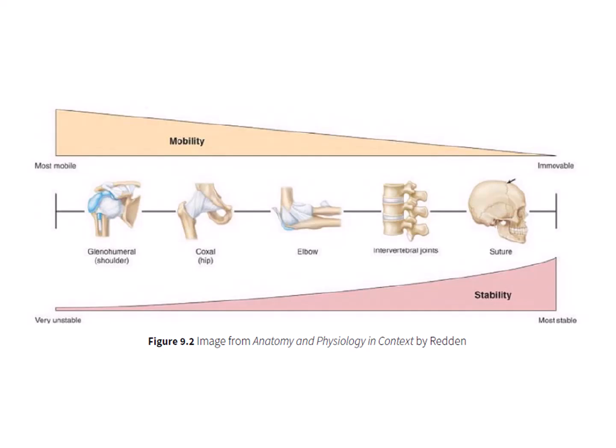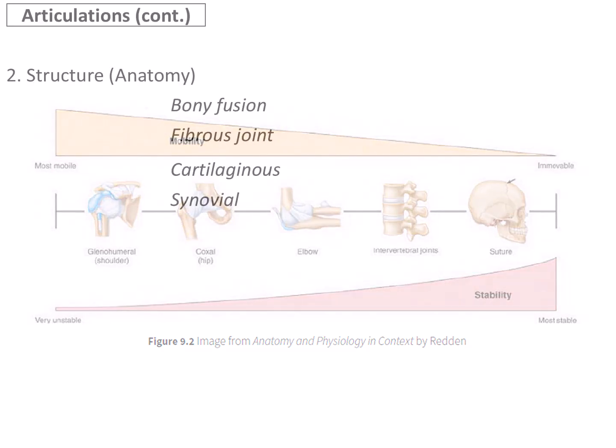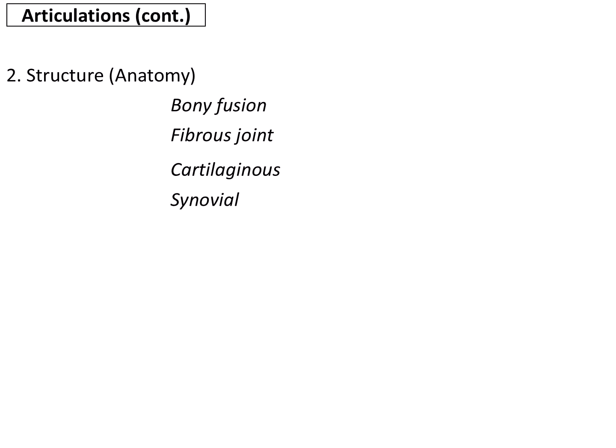As we go through the chapter, I want you to think critically about how the structure of a joint is directly related to its function. Ask yourself this: how does the structure of this joint relate to its mobility, and how does that relate to its overall function? To classify joints based on structure, we're going to look at the anatomy of that joint.